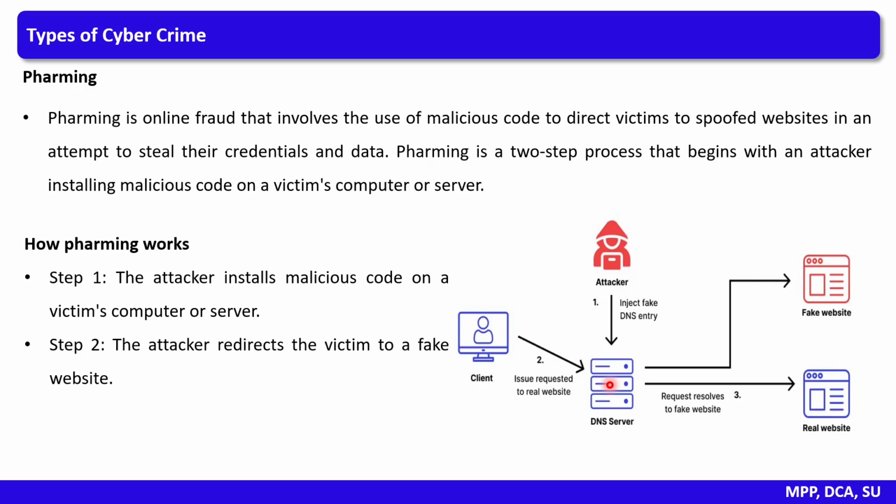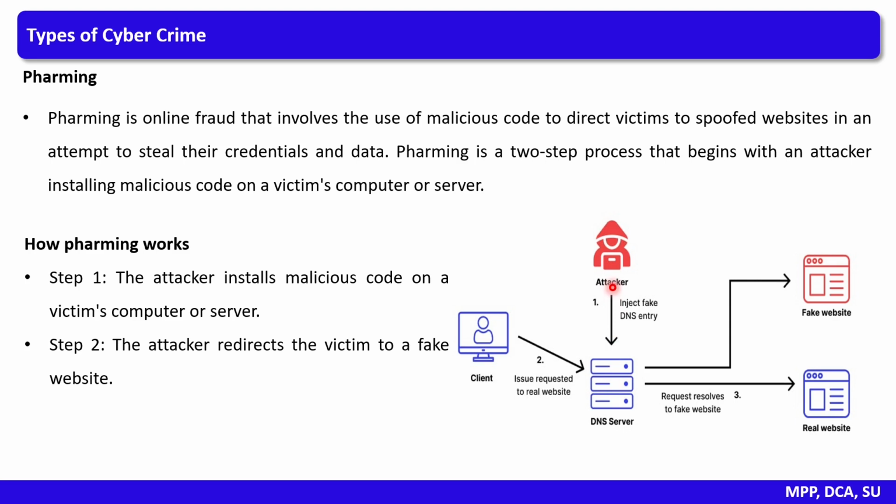Now let us understand how farming works. Step number 1. The attacker installs malicious computer code on victim's computer or server. Step number 2. The attacker then redirects the victim to a fake website that enables attacker to extract valuable users' credential and data. Now let us understand farming with the help of a very simplified diagram.